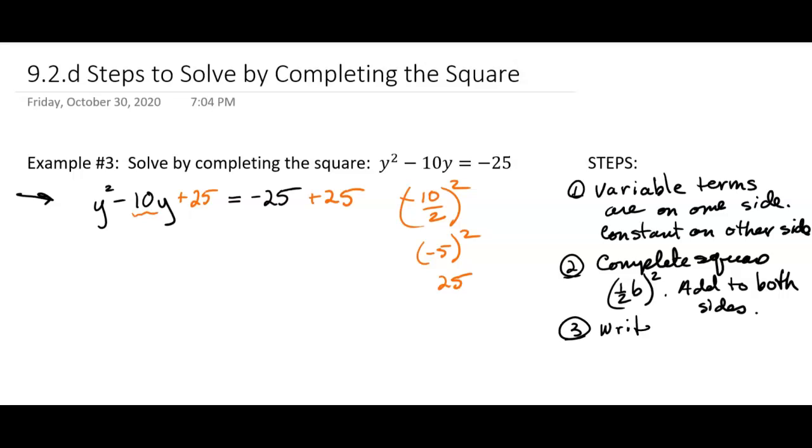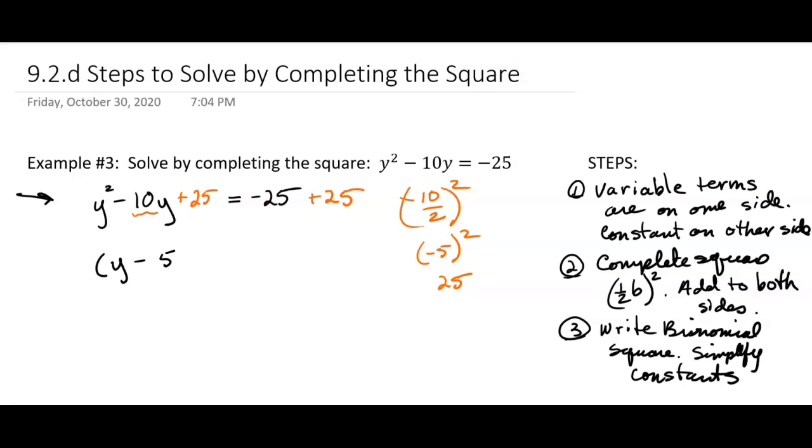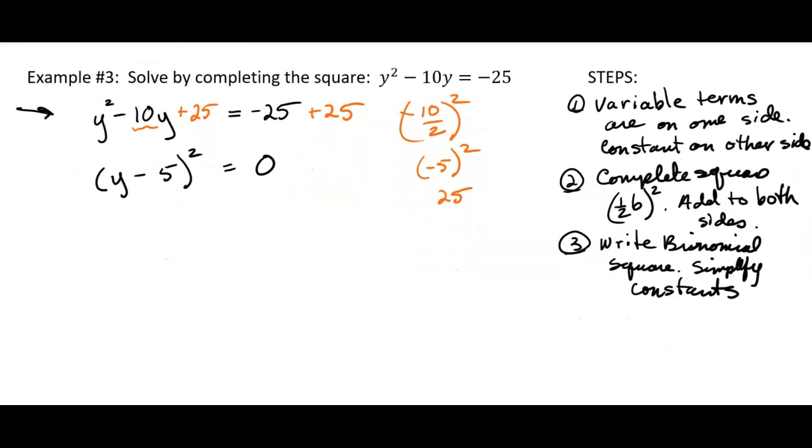Write the binomial square. And simplify constants. Might run out of room here. Okay, so we get y minus 5, that's what's going to go there, squared. So there's the binomial square, equals, and this time we got a 0. Okay, it happens, so it's okay.